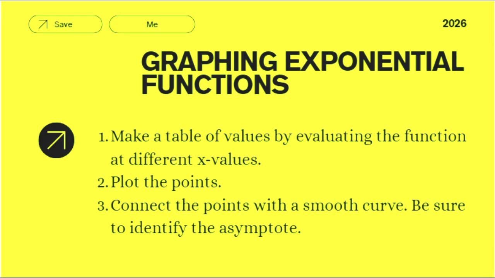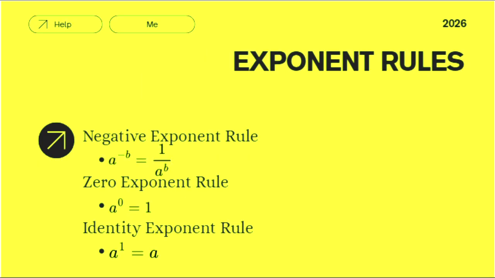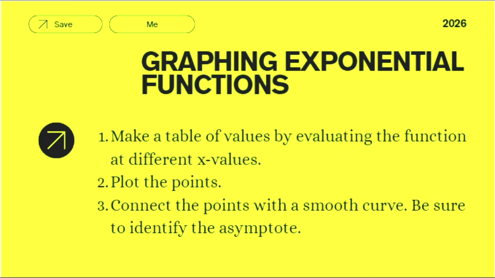Graphing exponential functions, these are the steps to take. These should go in your notes. First step is to make a table of values by evaluating the function at different x values. You pick the x values, usually right around 0 because it makes it easier to graph. Second, you plot the points. Third, you connect the points with a smooth curve and be sure to identify the asymptote, or the point where it almost levels out. There's just those 3 steps.